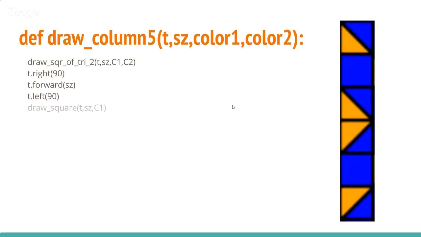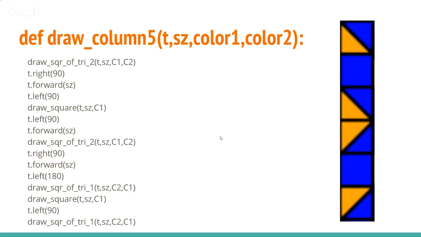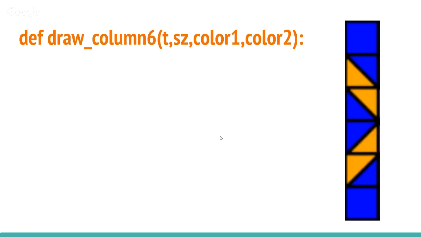Now number 5, we start immediately by drawing square of triangle 2. Then we position ourselves for that square. We position ourselves again for another triangle 2. Then some positioning, and there was some odd behavior here where I need to just set up for the square of triangle 1, and then drawing the square, some positioning, and then the last try 1.